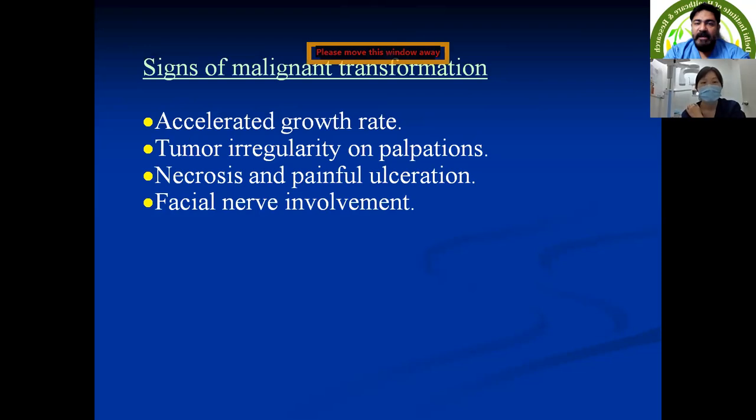Then signs of malignant transformation: accelerated growth rate, tumor irregularity on palpation, necrosis and painful ulcerations are there, and facial nerve involvement is there. So these are the signs of malignant transformation.